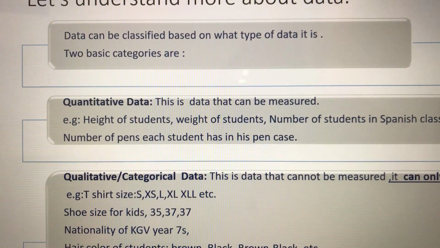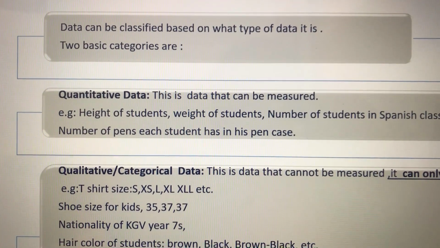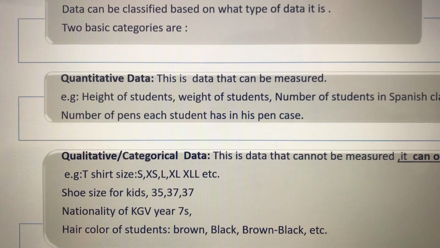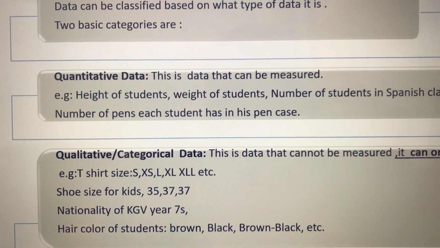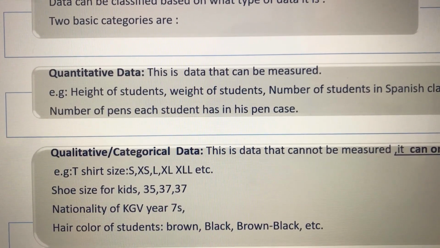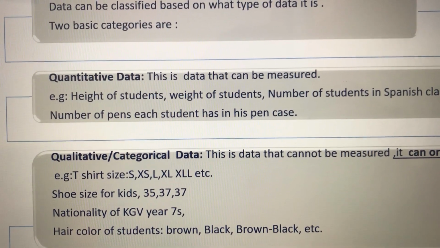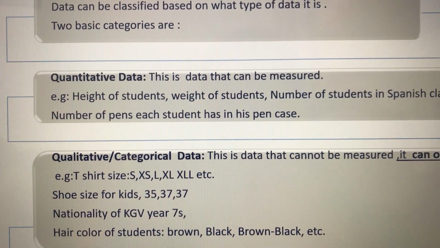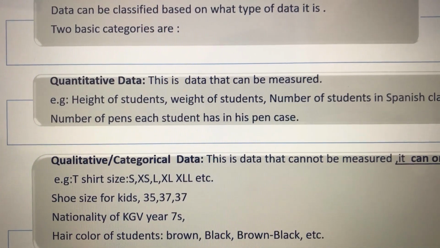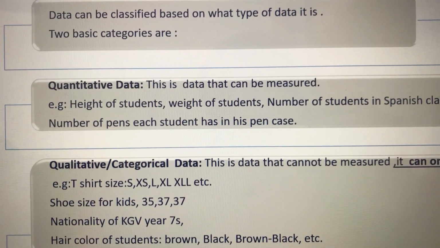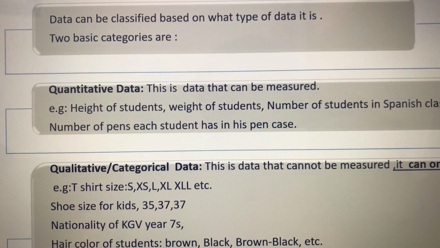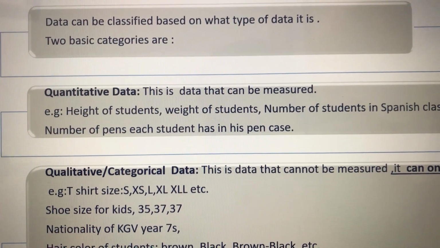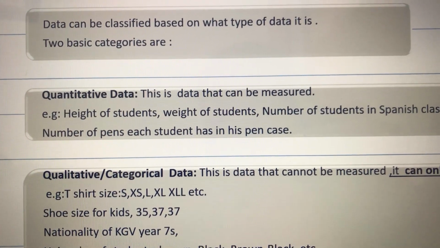Broadly, all the data that we are talking about can be classified into two big categories: quantitative data or qualitative data. Some people call qualitative data also as categorical data. In your maths textbook, qualitative data is mentioned as categorical data. Let's understand what is quantitative data. Quantitative data are the data that are measurable. When I say measurable, it means you definitely have a number for it. Example, height of a student, weight of a student, number of students in Spanish class, or the number of pens each student has in his pen case.